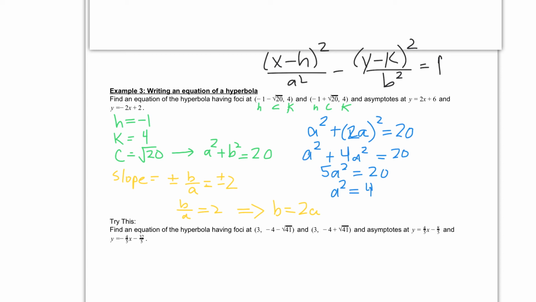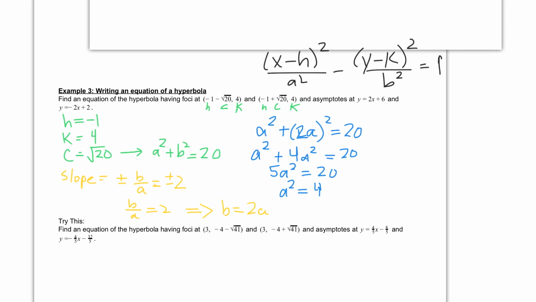Then the next thing I need to do is find b squared. Again, using that same relationship that a squared plus b squared is 20, now I know what a squared is, so I'm going to plug that in here. And I get 4 plus b squared is equal to 20. So subtracting 4 from both sides, I get b squared is equal to 16. And now I can go ahead and write my final answer.